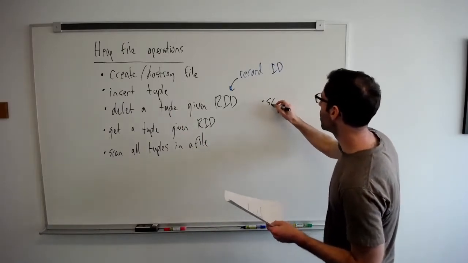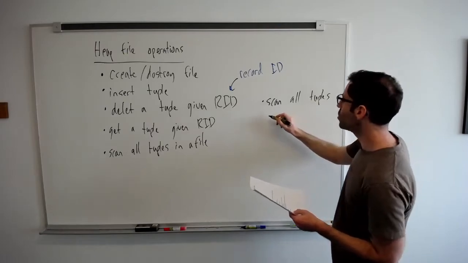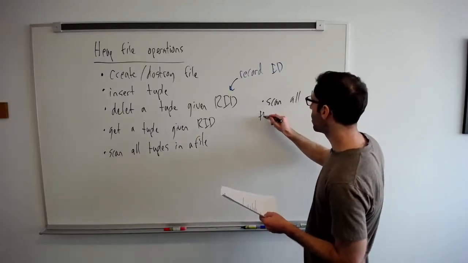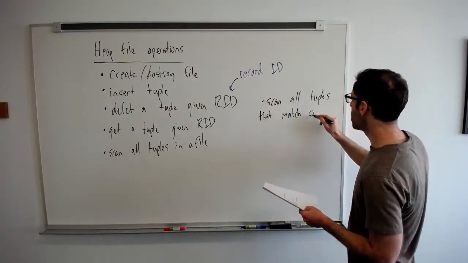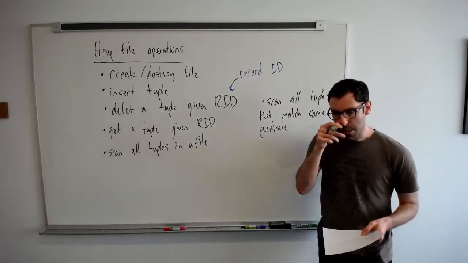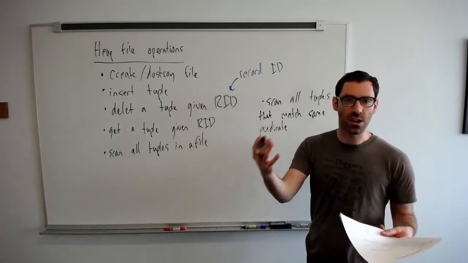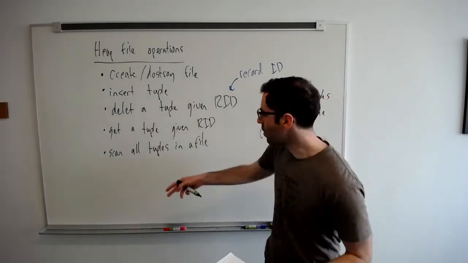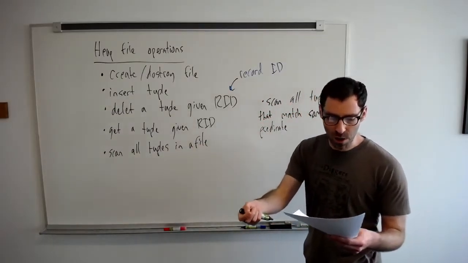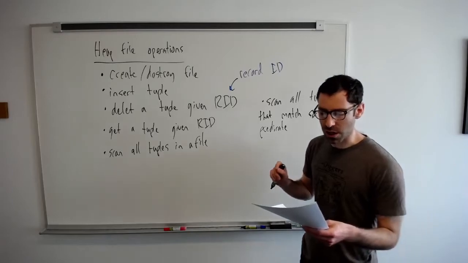We might want to scan all tuples that match some predicate, and this is where we might say something like, find all students with GPA greater than 3.5. We're going to want to scan all the tuples in our data, but retrieve just the ones that match some predicate, and it's critical that we be able to support requests like this efficiently.